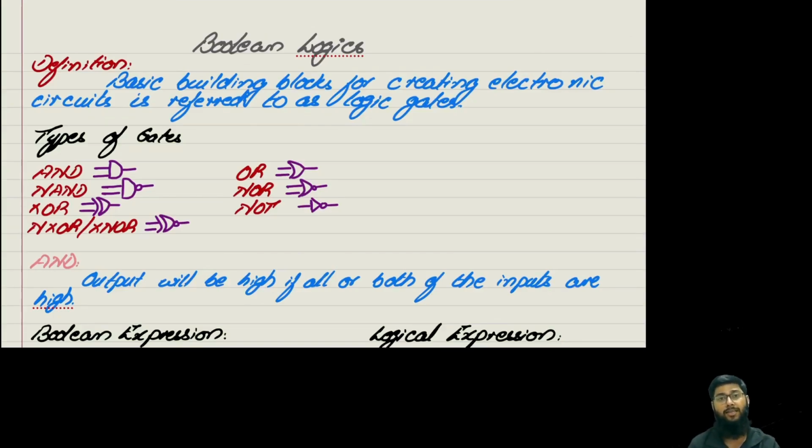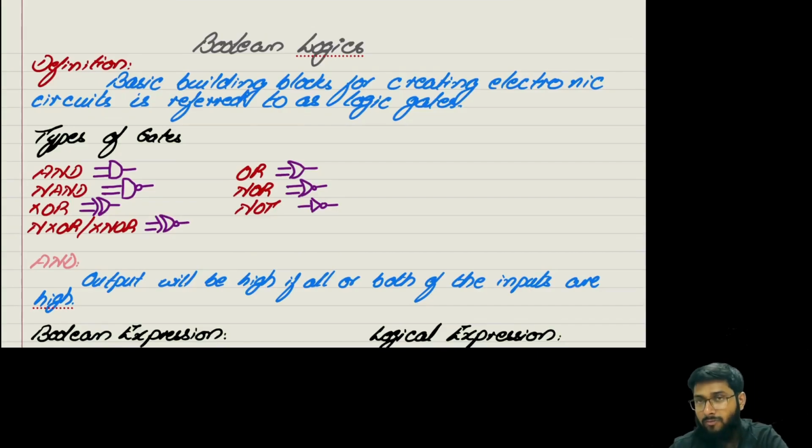Now, when it comes to the types of logic gates, overall there are 7 different types. We may call them the AND gate, NAND gate, OR gate, NOR gate, XOR gate, NXOR, or you may call it the XNOR gate as well. And then finally, the 7th gate is known as the NOT gate. Repeating once again: AND, NAND, OR, NOR, XOR, NXOR, and finally NOT.